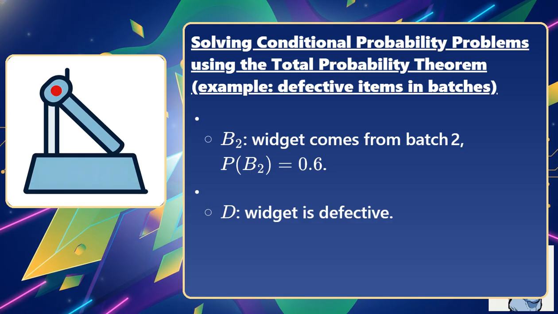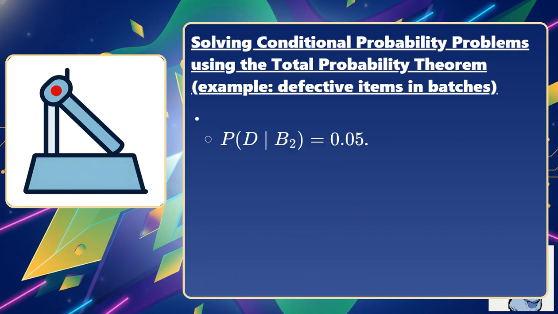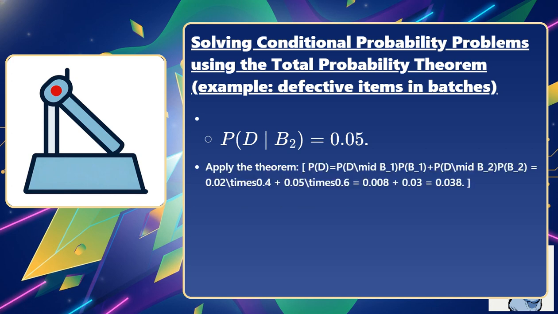D: widget is defective. Conditional probabilities. Probability of D given B1 equals 0.02. Probability of D given B2 equals 0.05. Apply the theorem. Probability of D equals probability of D given B1 times probability of B1 plus probability of D given B2 times probability of B2 equals 0.02 times 0.4 plus 0.05 times 0.6 equals 0.008 plus 0.03 equals 0.038. So there is a 3.8% chance a random widget is defective.